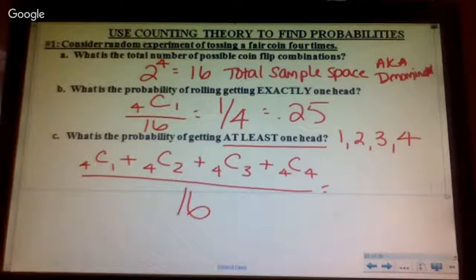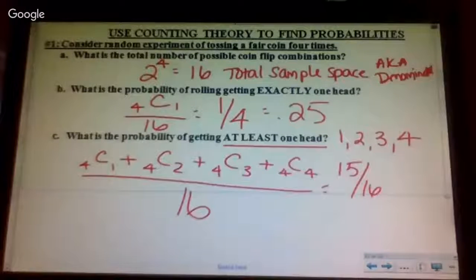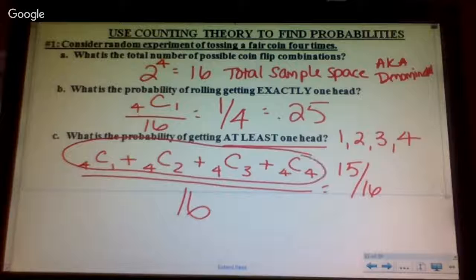Hit equals, now divide by 16. Is it 1.5? 15 over 16. A probability should never be above 1. When you plug this into your calculator, you need to plug in this top part, hit equals, and then divide by 16.